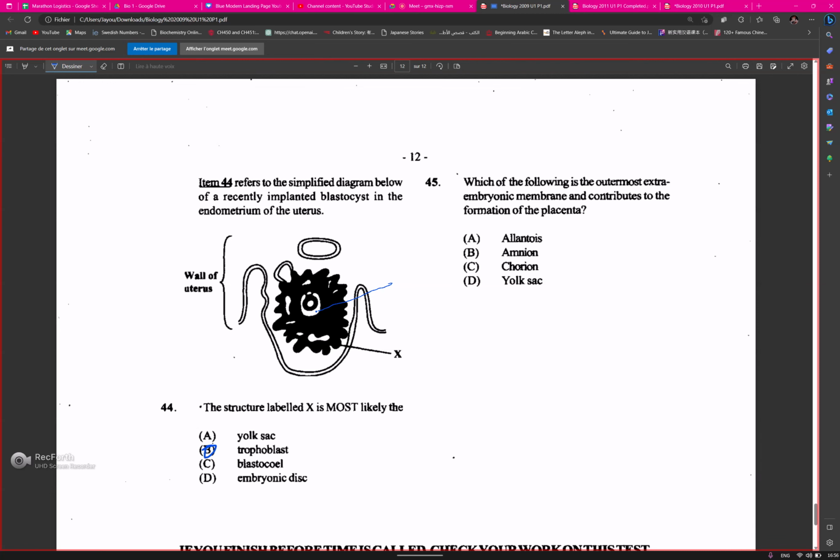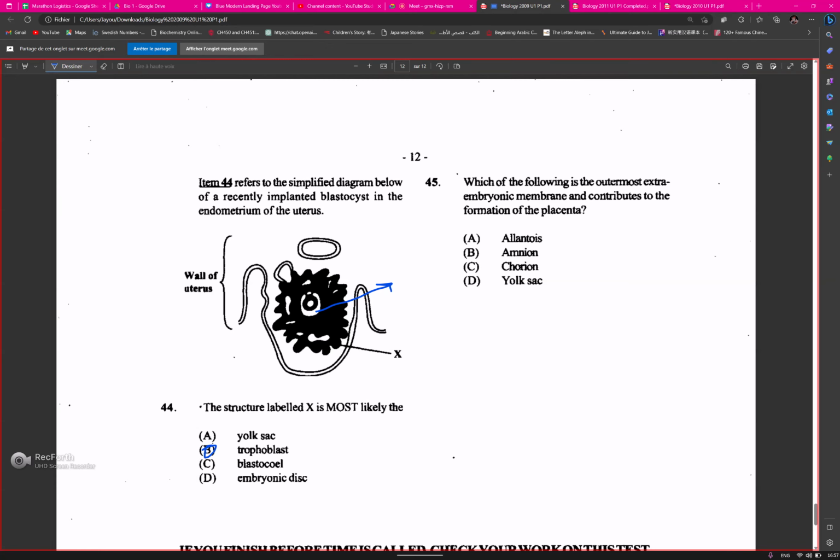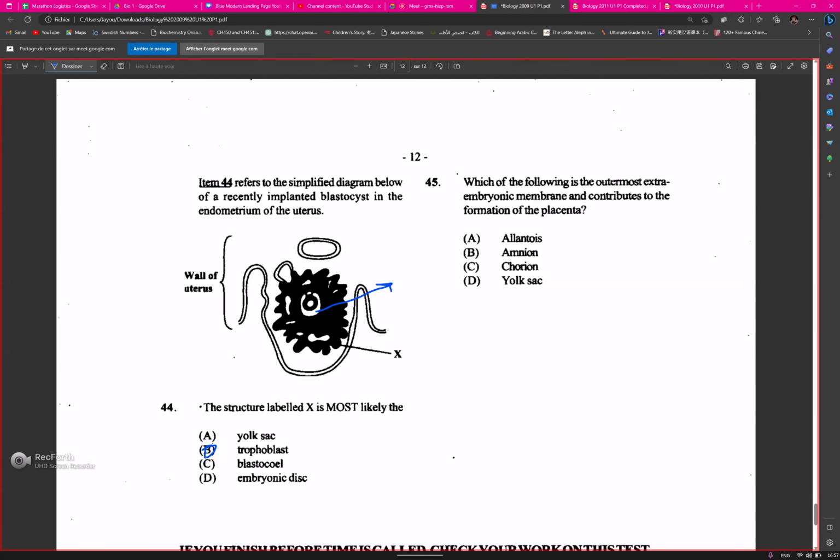And then 45, which of the following is the outermost extra-embryonic membrane that contributes to the formation of the placenta? What would be the answer for 45? The allantois, somebody said the amnion, somebody said the chorion. Interesting. We agree with C.